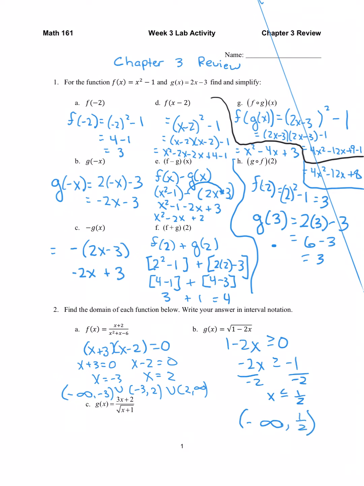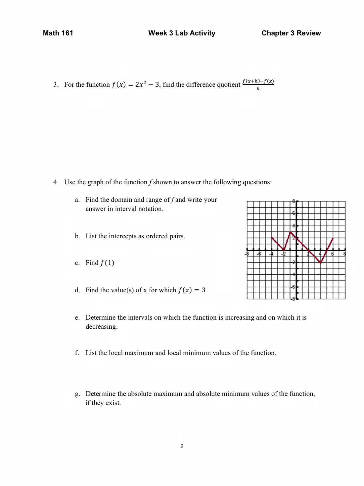In letter C, let's be careful because in our denominator, we cannot let this equal 0, but we also cannot let what's underneath the square root be a negative number. So in this case, we have to make sure that whatever x plus 1 is, it's got to be greater than 0, and it can't equal 0. So here would be our answer. Moving on to number 3, we're going to do the difference quotient here.